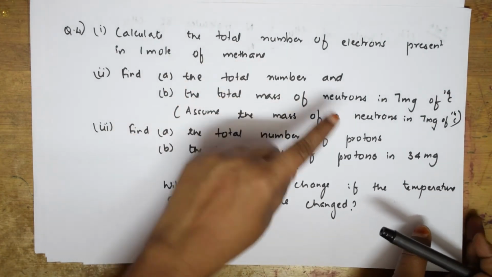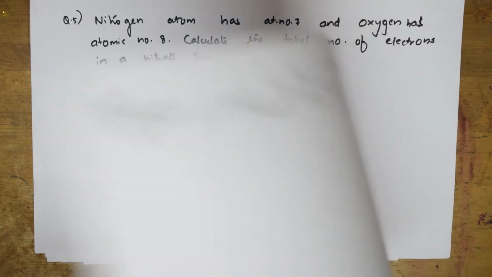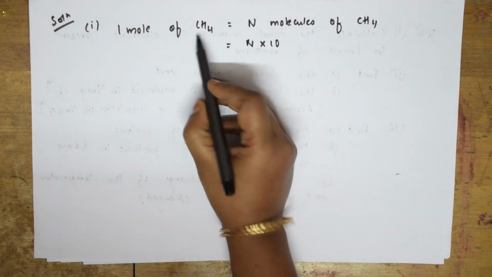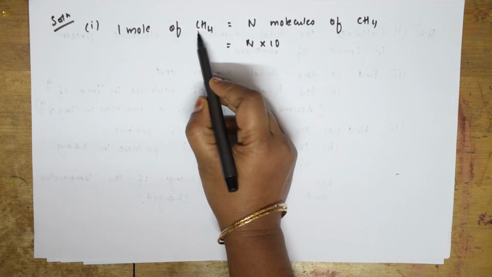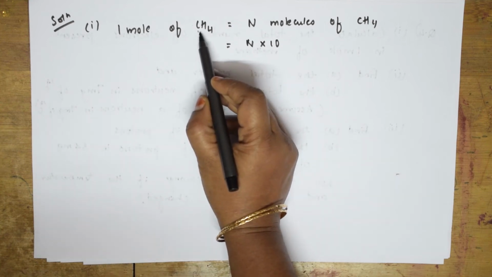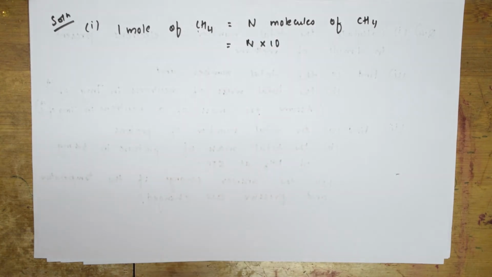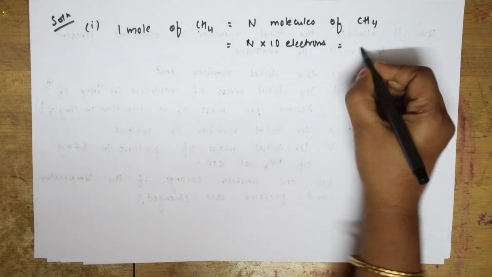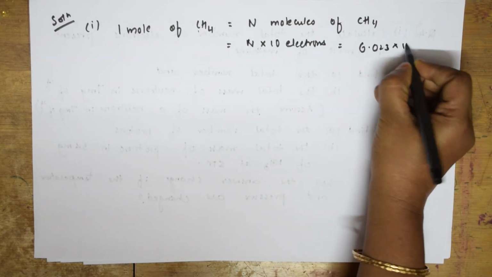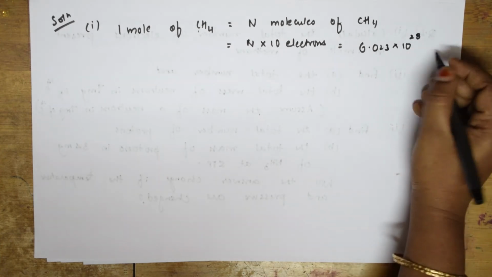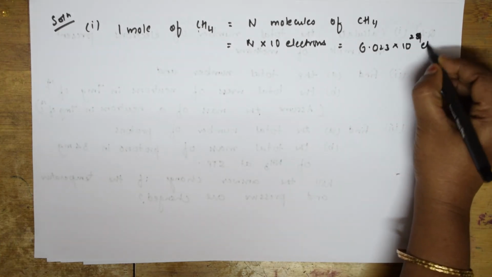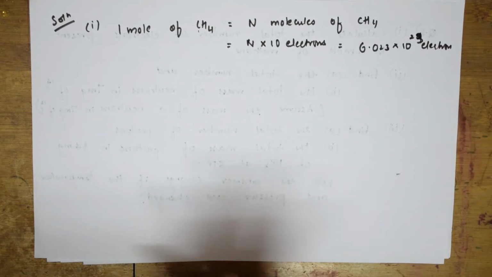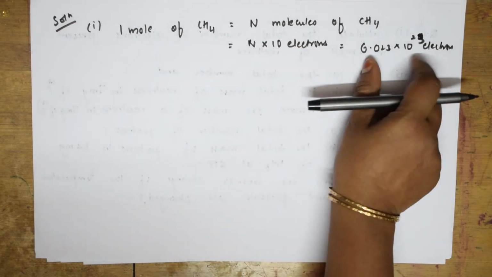They said calculate the total number of electrons. So N into 10. Why did I write 10? 6 plus 4. Carbon has atomic number 6, so 6 electrons, plus 4 hydrogen atoms. So 10. So here I am writing N into 10 electrons. So how much is this equal to? 6.023 into 10 raised to the power of 23 electrons. This is over. The first part is over. So 1 mole of methane contains so many electrons.